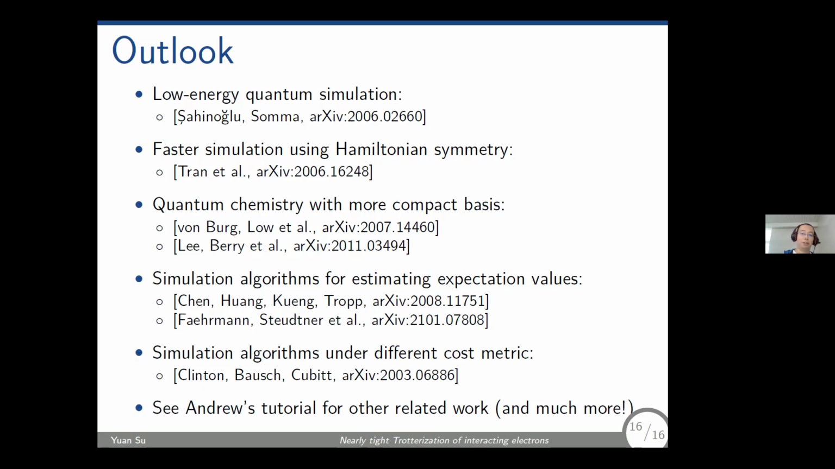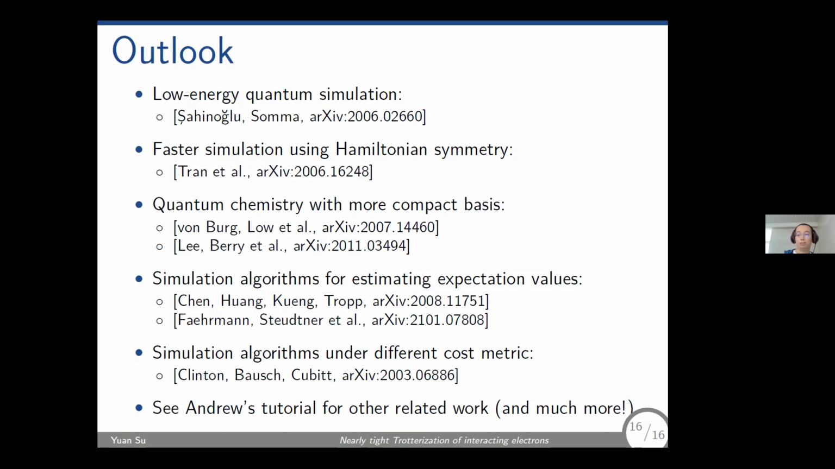But of course, you can consider a different cost model. For example, perhaps this kind of model is more physically relevant, more physically motivated, and it will be very interesting to design quantum algorithms within this more physically motivated model.